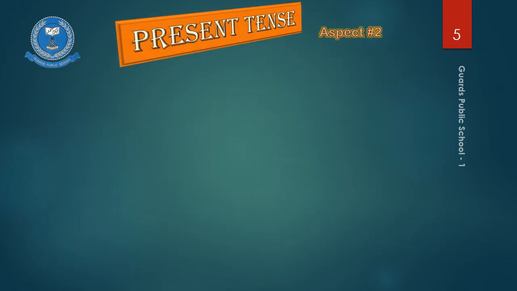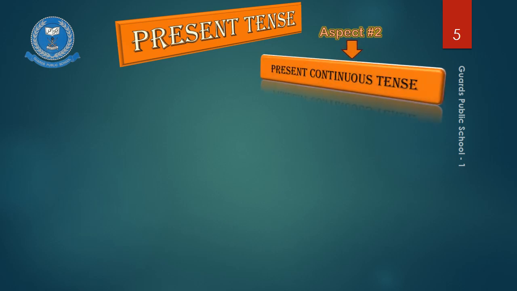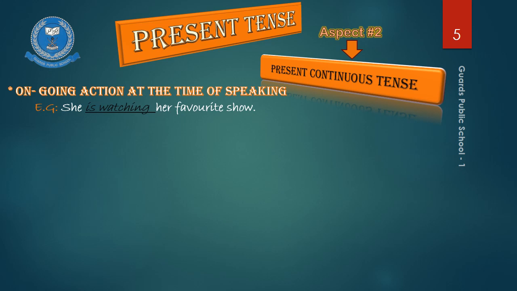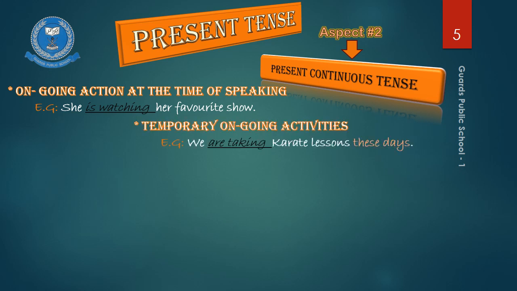The second aspect of the present tense is the present continuous tense. It is used to show an ongoing action at the time of speaking. For example, she is watching her favorite show. Or for temporary ongoing activities, for example, we are taking karate lessons these days.